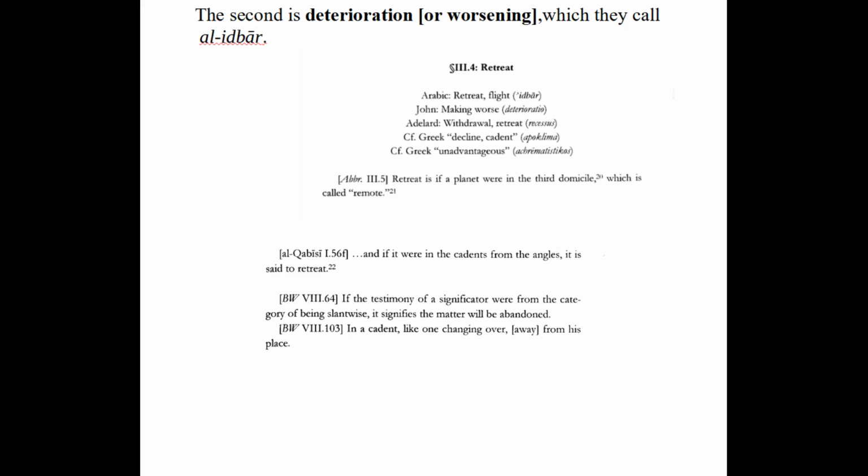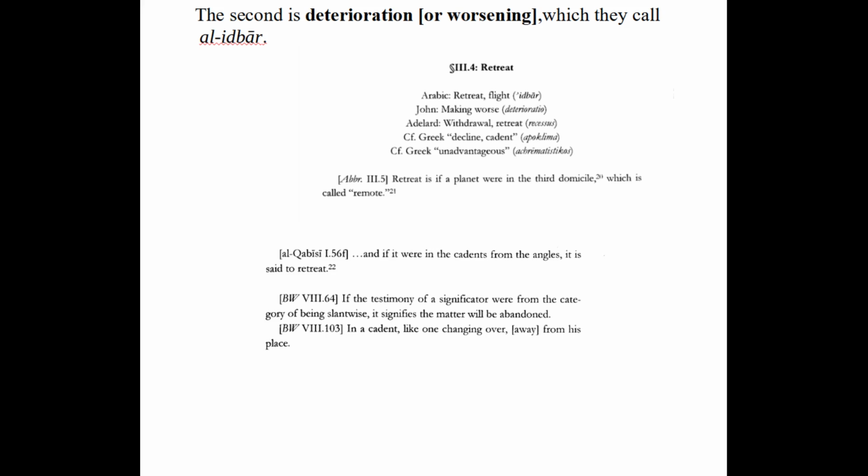And if you remember from the last class that we did, we talked about cadent houses as far as retreat, what retreat meant, and how planets in cadent houses retreat away from angles. Retreat is if a planet were in the third domicile, which is called remote. Third domicile is the third domicile from the ascendant from each angle. So which would make it then 3, 6, 9, 12. Okay, those are the first two things we looked at. We've already looked at these things. We're just kind of going back over.